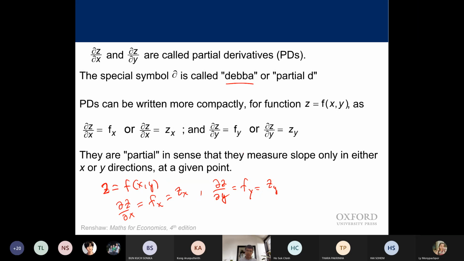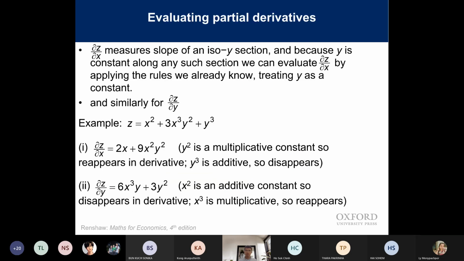So here the word partial means we measure the slope only in one direction at a given point, not in both directions, right? So when it comes to functions of more than one variable, the concept of derivative has been switched to partial derivative. And you may be curious how to calculate the partial derivative for a given function. It's pretty simple.